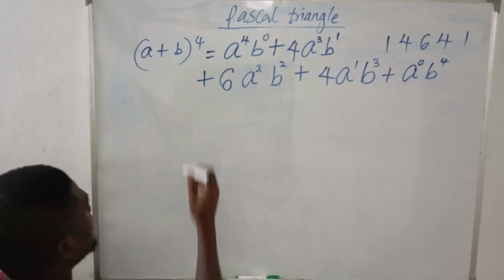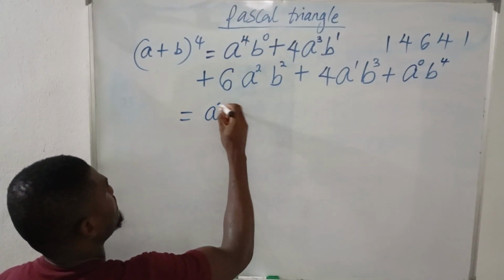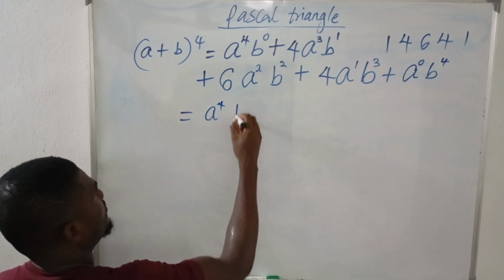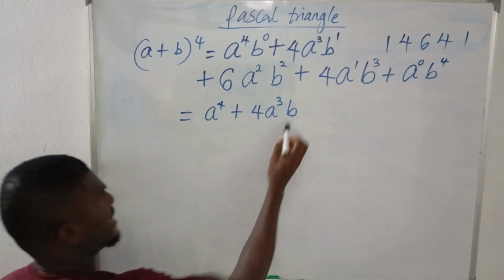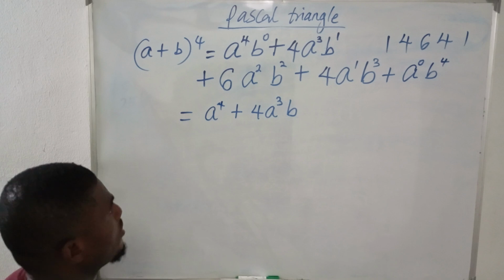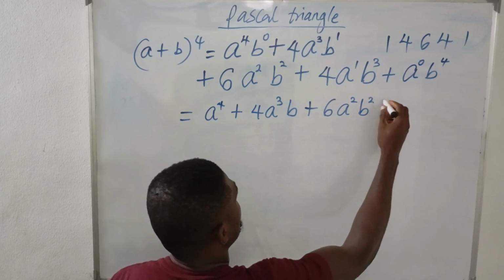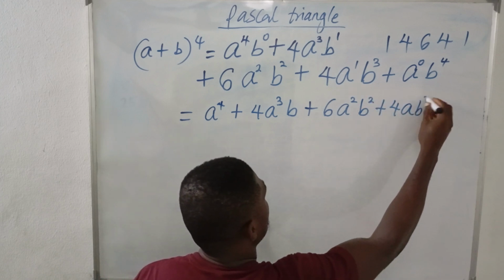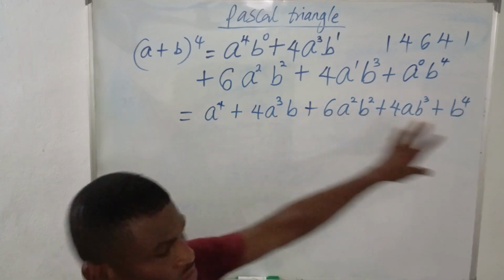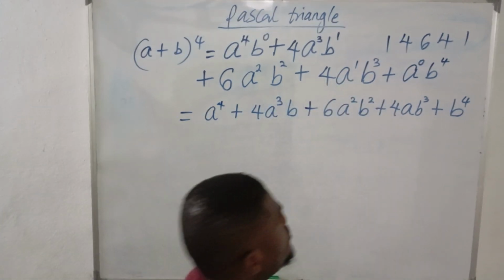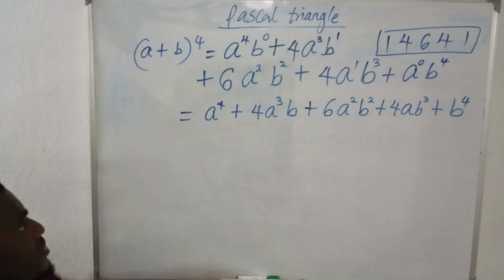Alright, so the whole of this will become, this is now 1, and we are left with a raised to the power 4. So a raised to the power 4 times 1, which is still going to be a raised to the power 4. And then we write down a raised to the power of 3 b. Now writing b like this means that the power is 1. Okay? Now plus 6 a to the power of 2 b to the power of 2, plus 4 a b to the power of 3, plus b to the power of 4. Now this is how you expand this equation using the coefficients 1, 4, 6, 4, 1. That's how you apply the Pascal triangle.